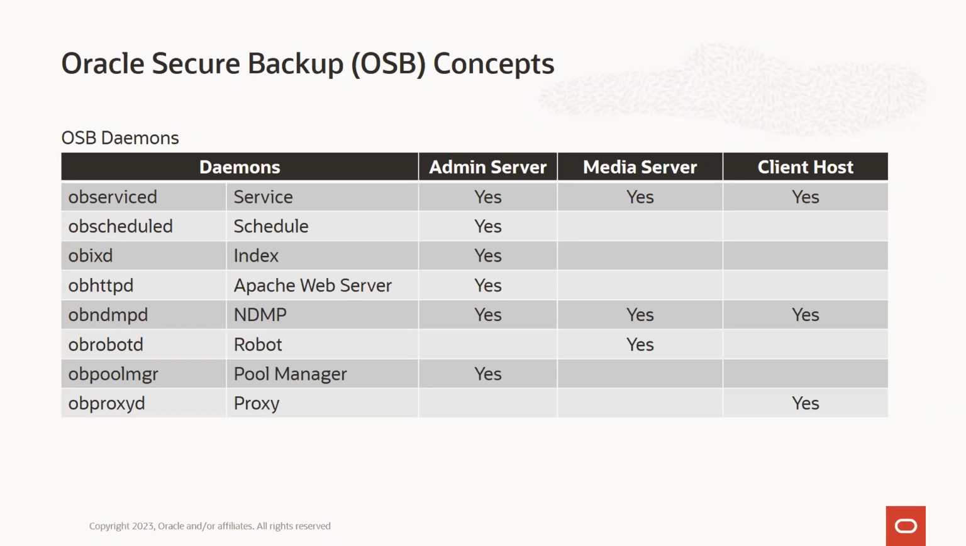This daemon runs on both the client and media server. Next is the obrobot daemon. It manipulates the tapes in the tape library. This daemon runs intermittently on the media server. Next is the obpoolmgr daemon, which manages the contents of the disk pools. It runs continuously on the admin server. And lastly, the obproxyd daemon verifies user access for SBT backup and restore operations. The proxy daemon runs on the host that contains the SBT library access during the operations.